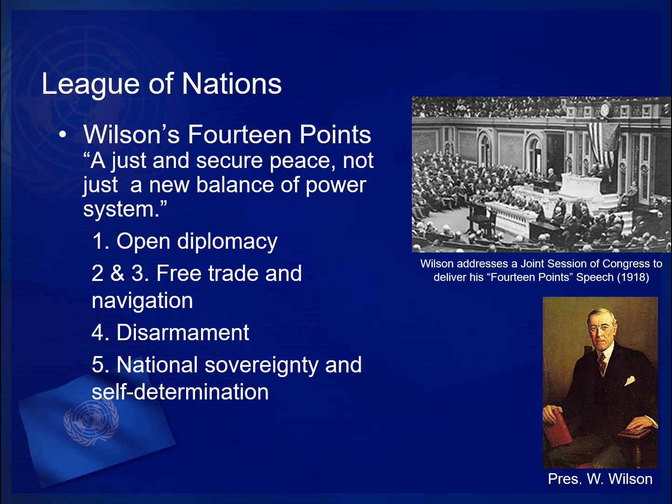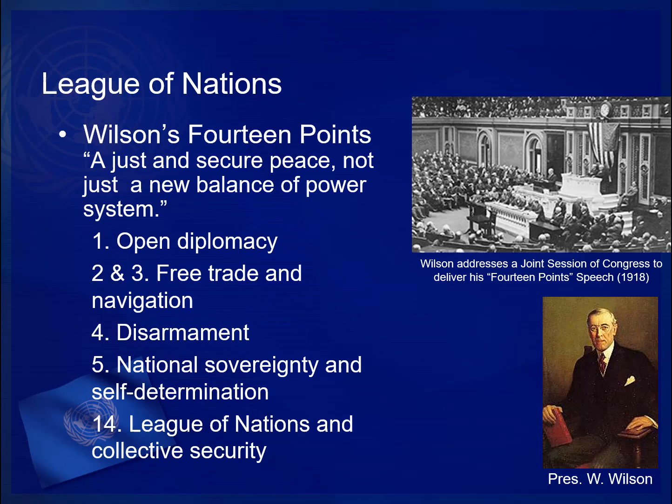Points 6 through 13 dealt with a specific distribution and reallocation of territory necessitated by World War I. They called, for example, for the creation of an independent Polish state with access to the sea, the readjustment of Russian, Italian, French territories affected by the war, and so on. And finally, in Point 14, Wilson calls for the formation of a new international organization, the League of Nations, in order to provide a vehicle for both open diplomacy and collective security.